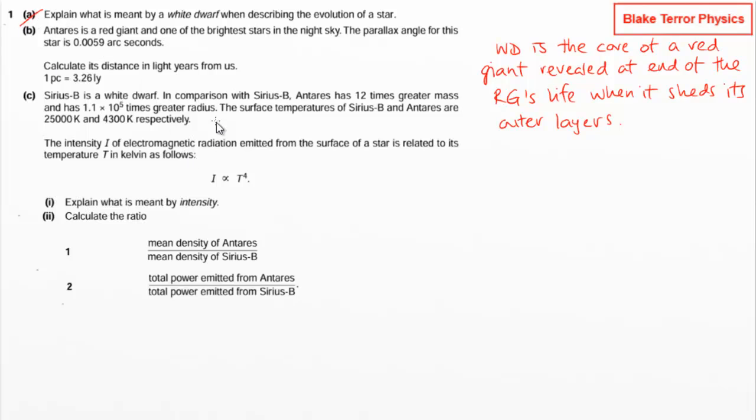1, part B. Antares is a red giant and one of the brightest stars in the night sky. The parallax angle for this star is 0.0059 arc seconds. Calculate its distance in light years from us. They've given us the conversion from parsecs to light years because they want the distance in light years, and of course parallax is all to do with parsecs. So let's remind ourselves of our parallax.